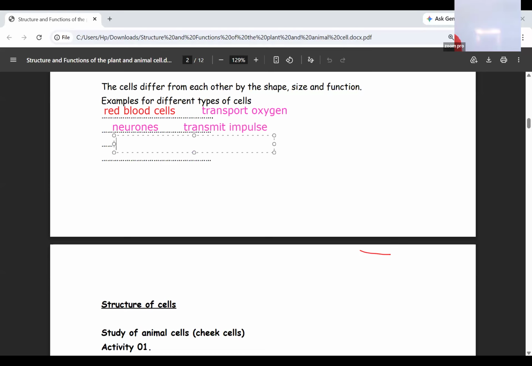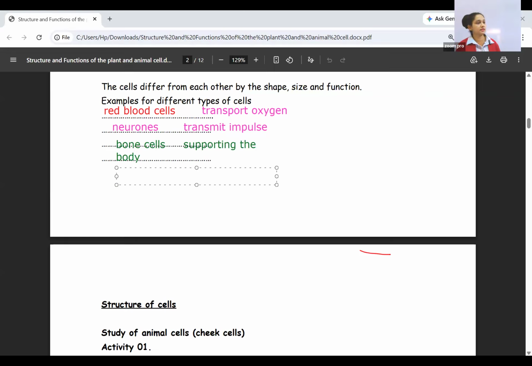Transport oxygen by red blood cells, impulses by neurons, they have given only those. Then we'll write bone cells, supporting the body. Then we'll write another one: muscle cells, that is also supporting the body.